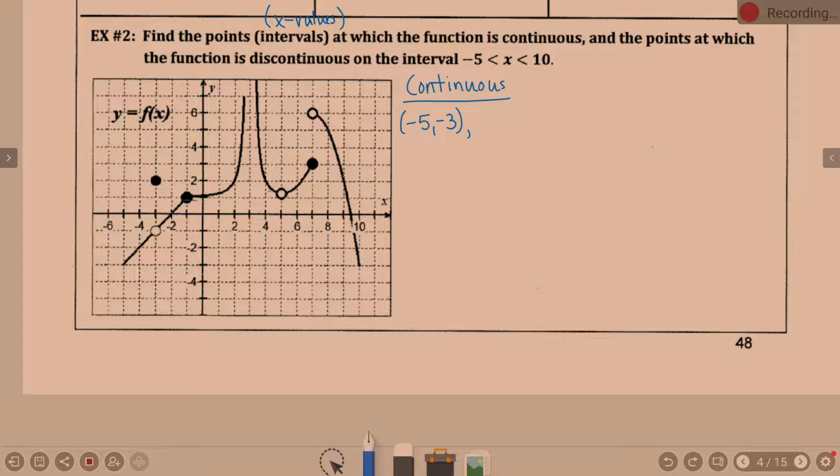What's the next continuous interval? -3 to what? 2.5. That'd just be 3. That's a tough one. Okay, so -3. Does it keep going through here? I would say yes, because that is a filled-in dot. Yes, it's where two graphs connect, but it keeps going, doesn't it?